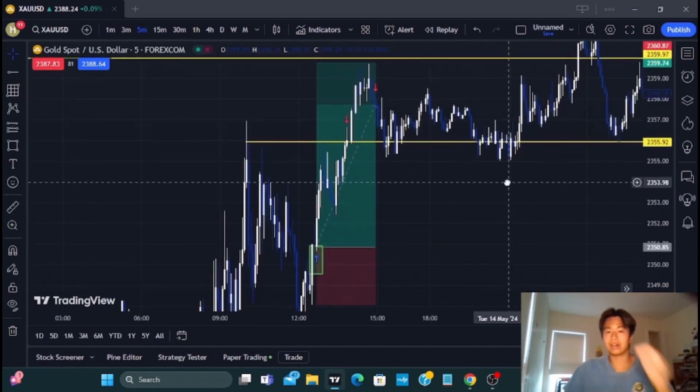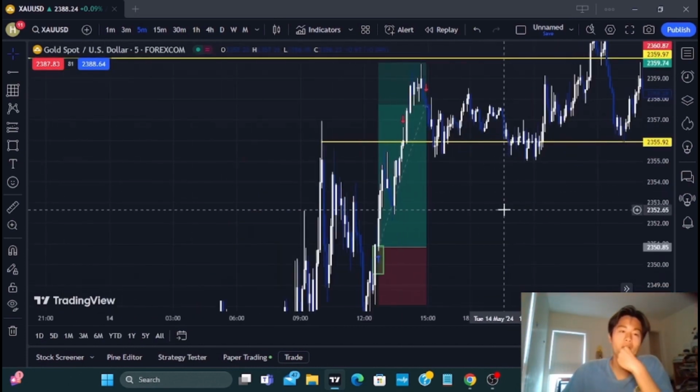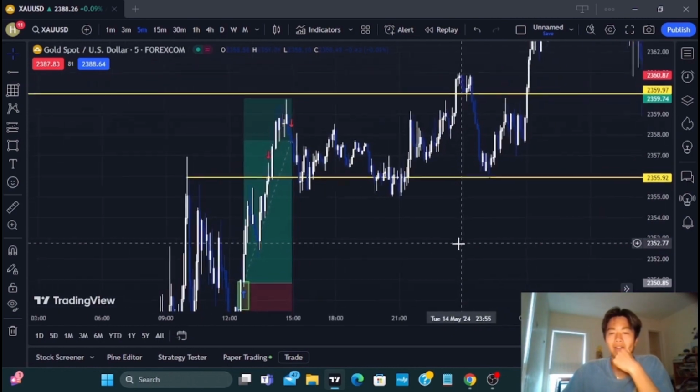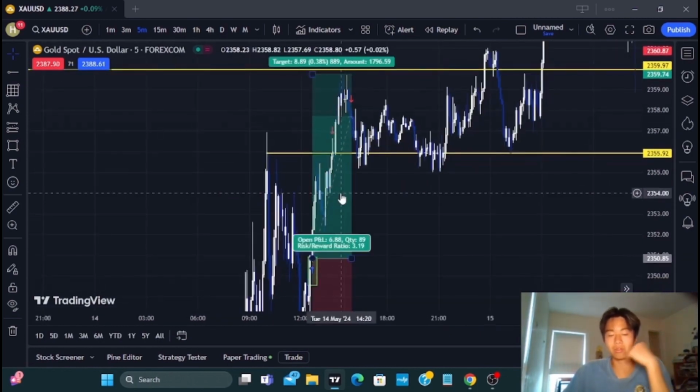So that was the trade. I think I'm up like 3% on my account right now, which is nice. This was a 3-to-1 RR ratio, and I hope you guys learned something from this.